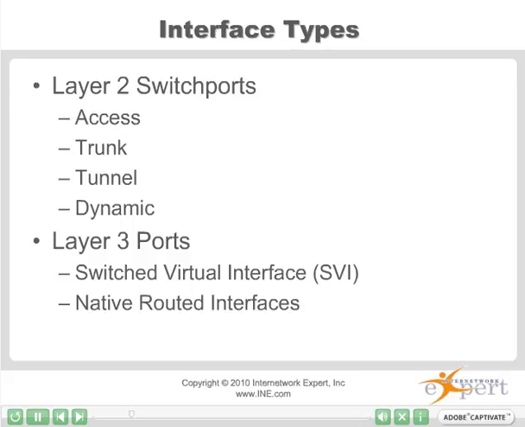For the layer 2 switch ports, you can have access ports, trunk ports, tunnel ports, dynamically selected ports, as we'll see. And for the layer 3 ports, we're going to look at switched virtual interface ports as well as native routed interfaces. Now, I'm sure from your CCNP training you are familiar with all of these structures, but we will be reviewing them as we move throughout this lesson.